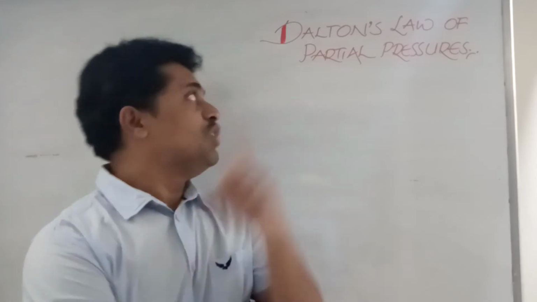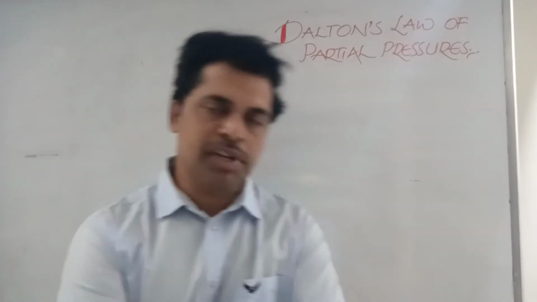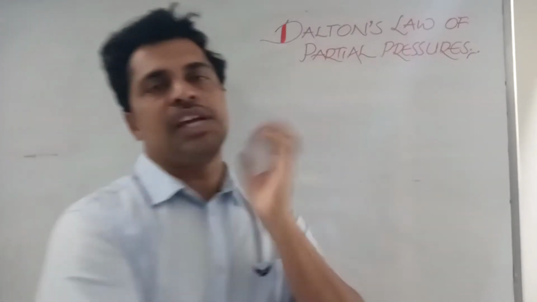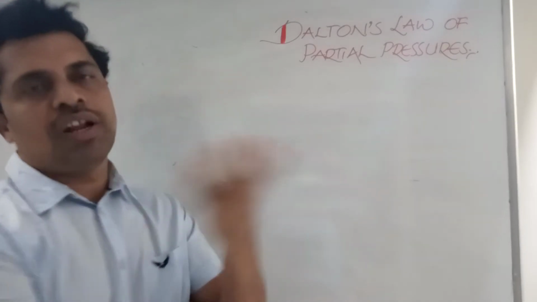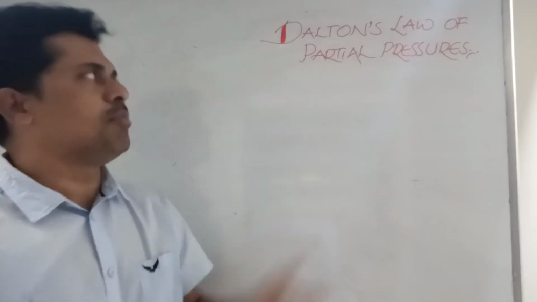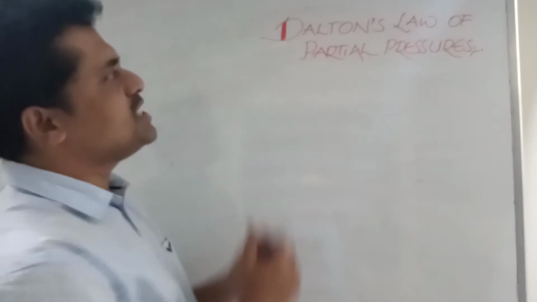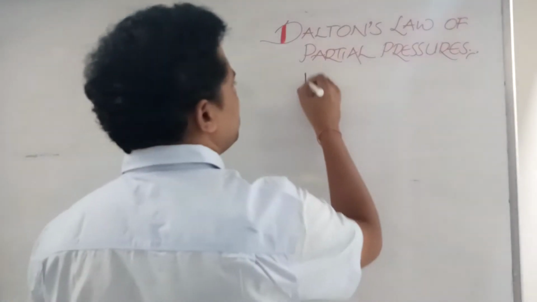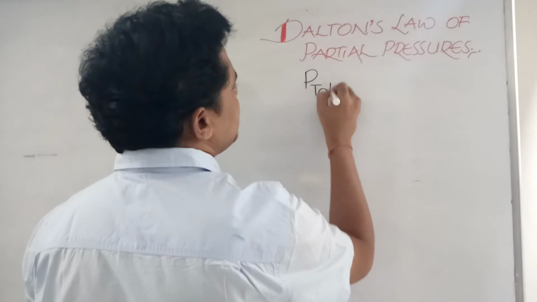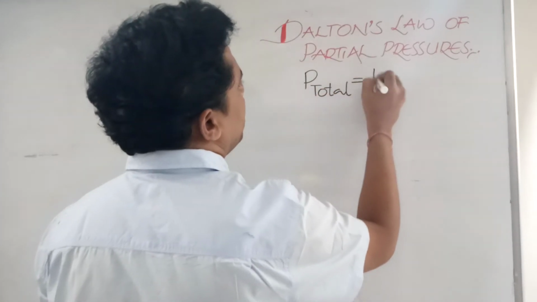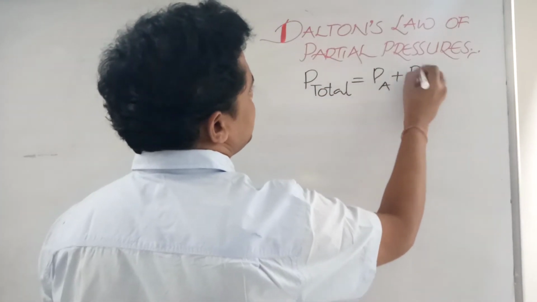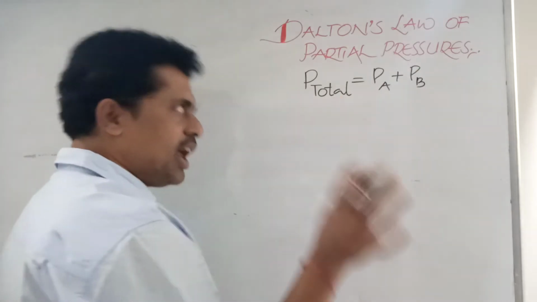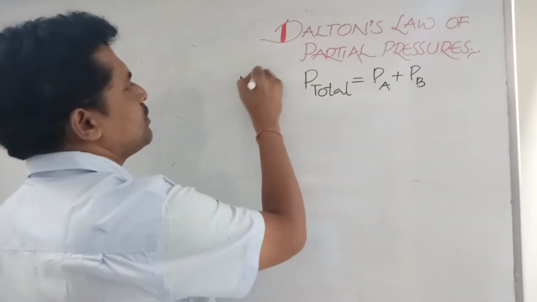In this session, we'll discuss Dalton's law of partial pressure, its applications, and one or two numericals. What type of numericals can be asked, and the basis of Dalton's law. What does Dalton's law say? It's very simple. P total is equal to partial pressure of A plus partial pressure of B. We have a mixture of A and B.